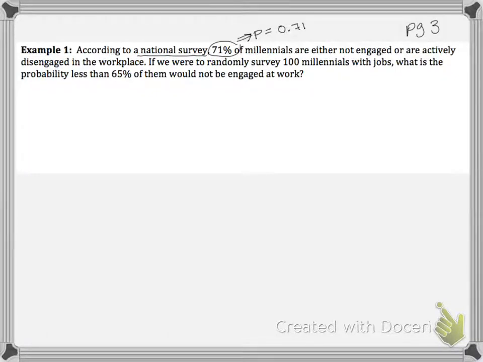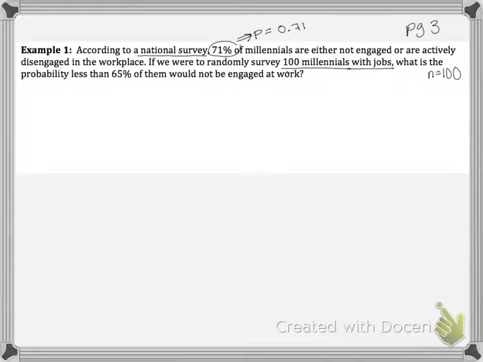And then we want to search here for N. It says if we were to randomly survey 100 millennials, so that's with jobs, right? Those are the people who we're trying to look at here. So the 100 is N, so N equals 100. And then we have a follow-up question. What is the probability less than 65% of them would not be engaged at work? Okay, so let's answer that later.